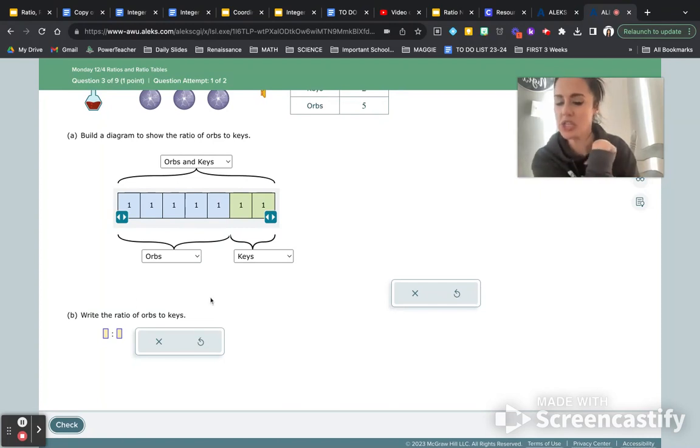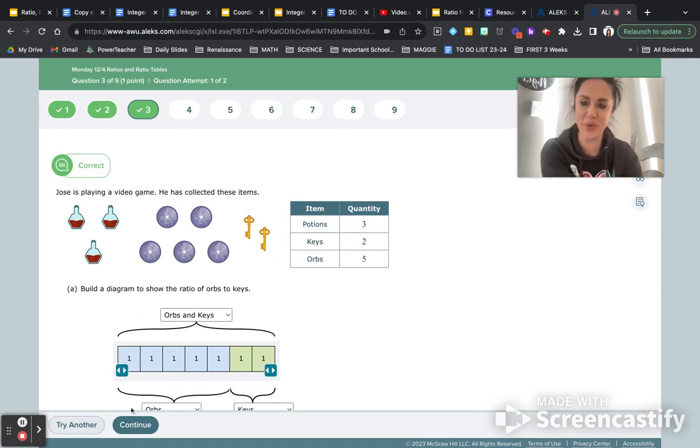Okay, so write the ratio of orbs to keys. So again, this is just writing in a different notation. How many orbs did we have? We have 5 orbs and we have 2 keys. And normally I would say make sure that you simplify it, but those cannot be simplified any further. So now we are ready to move on.